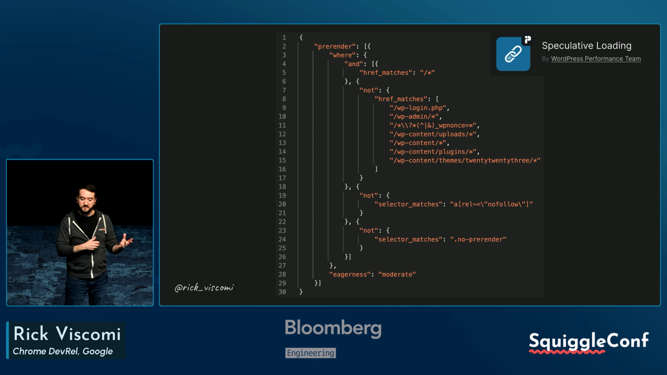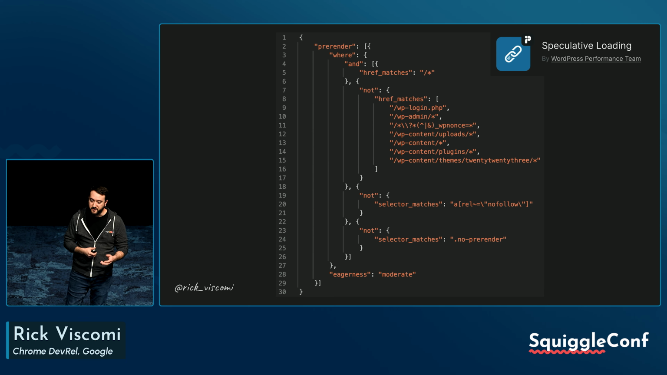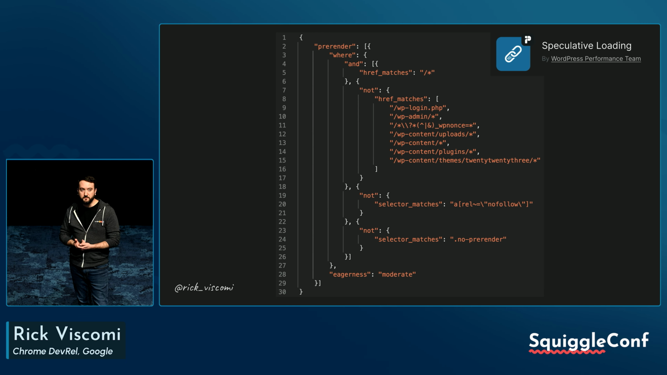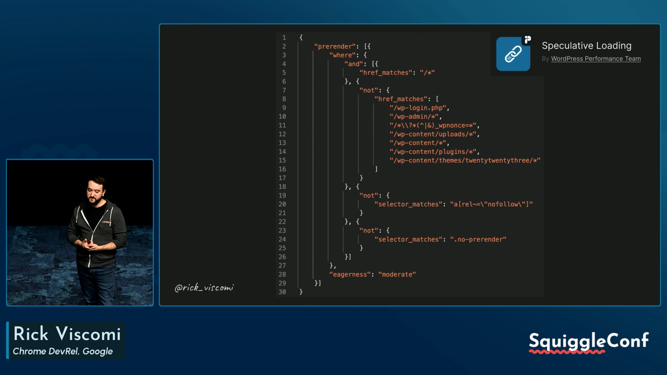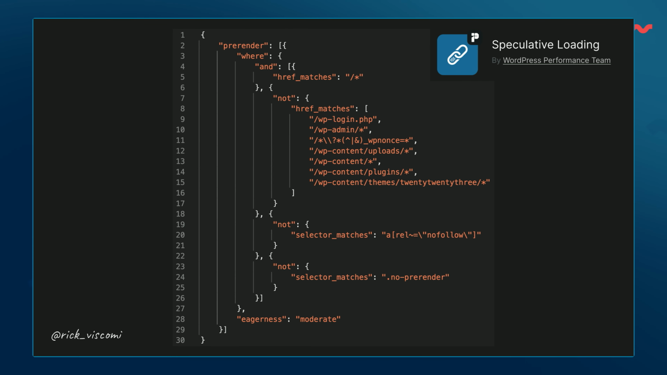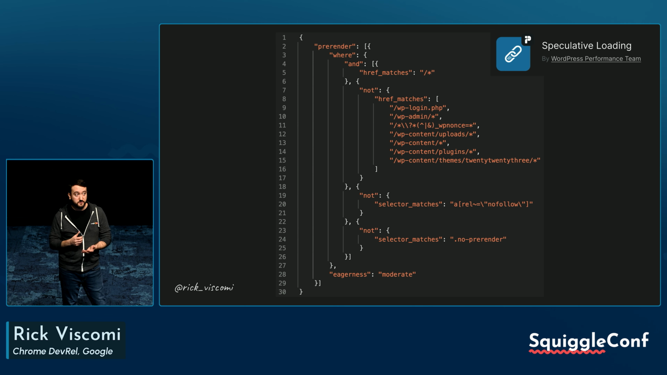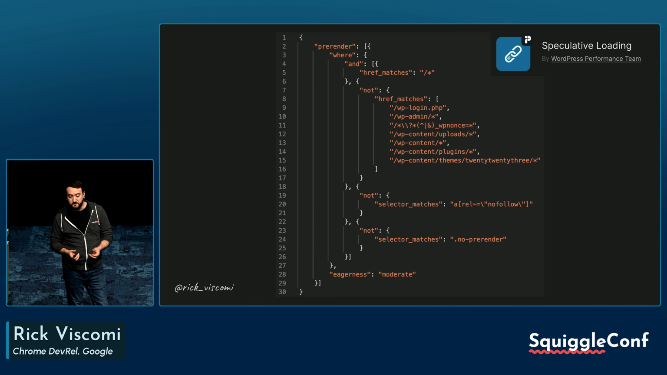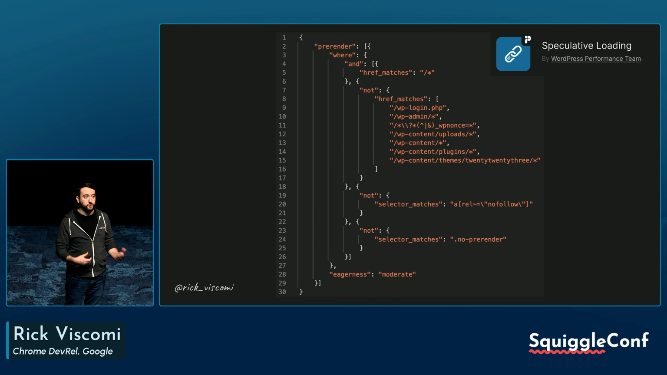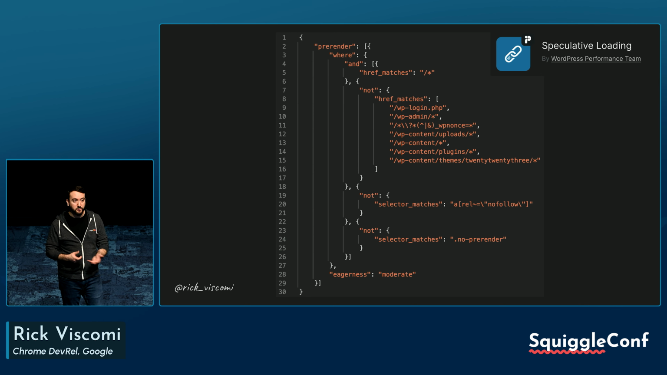So we just looked at a simple example of a dynamic rule to pre-render any page using a wildcard pattern, but speculation rules can be much more complex. You could also match on anchor elements by specific selectors, match on rule negations, or combine multiple rules. Here's a more complex example from my personal WordPress blog, which uses the default rule set from the speculative loading plugin. It's able to ignore admin-specific links, as well as any other link that looks like it should not be pre-rendered, anything with a rel equals nofollow attribute or a no pre-render class.